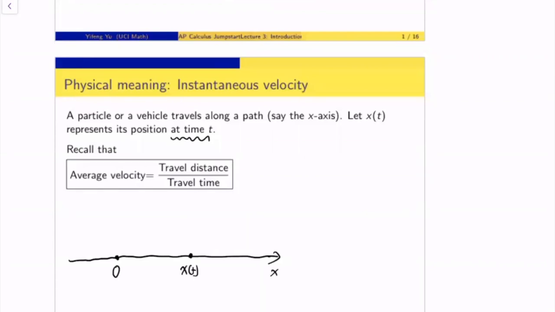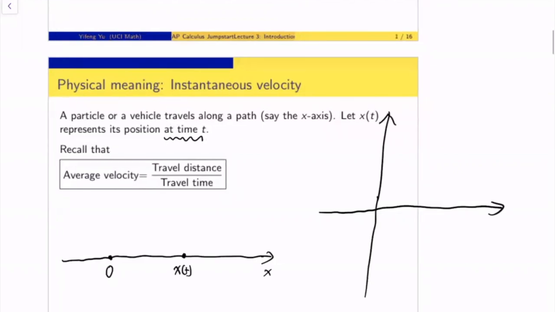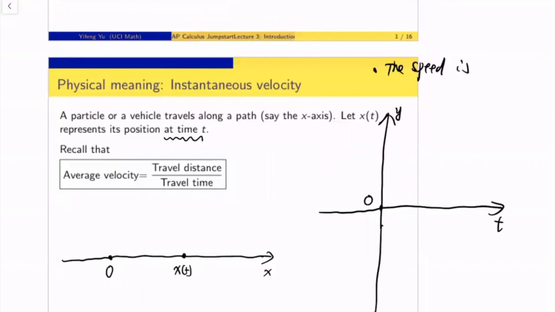If we draw the graph of time and location, which is also the graph of the function x(t), this is the t-axis, and here is y equals x(t). Now, in general, the motion might not have constant speed. So here's the point why calculus is needed: the speed is not constant.